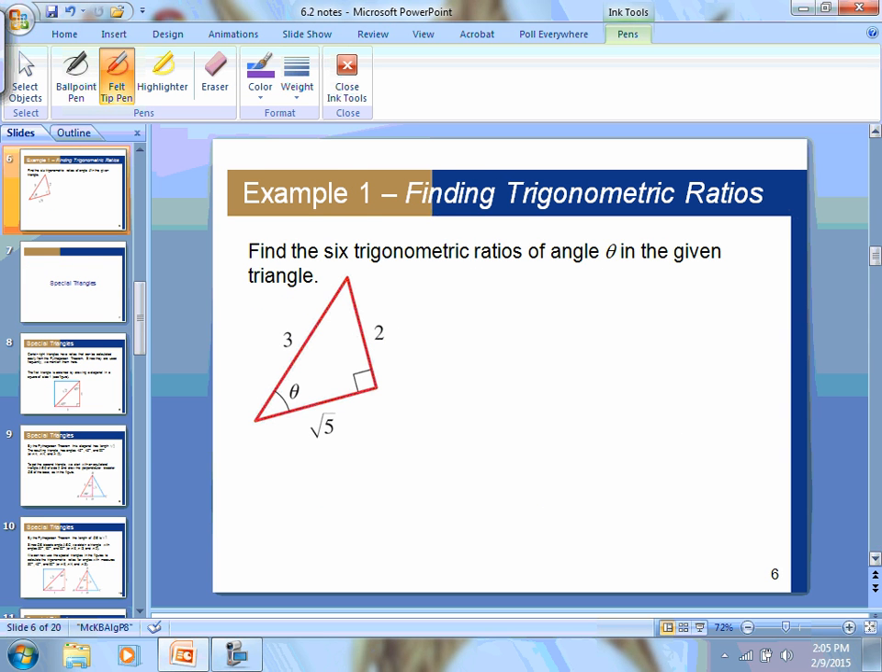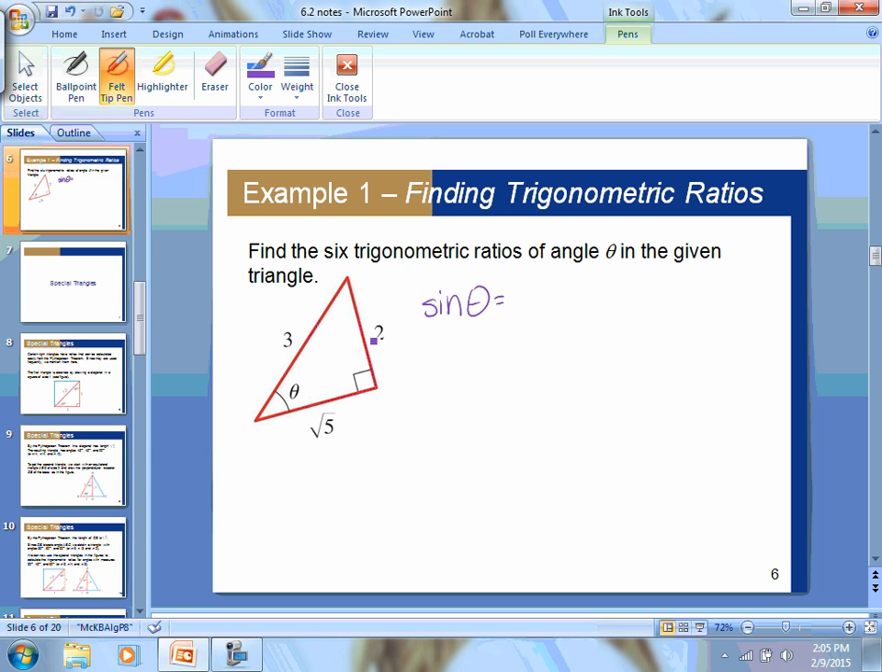So let's find our 6 trigonometric ratios for this triangle. Again, this is kind of a review of the 6 trig ratios and what we did in the previous chapter as well. The nice thing about this triangle is that they have all the sides already found for you. In some of your homework problems, you might have to find one of the sides first. Now keep in mind where they're labeling the angle here. This is where our angle theta is.